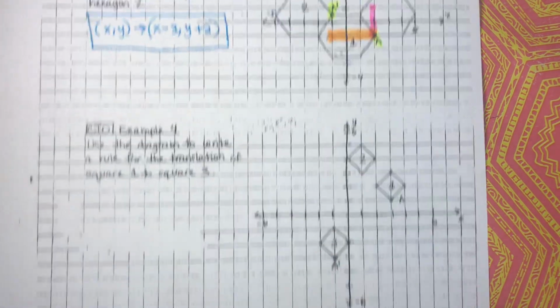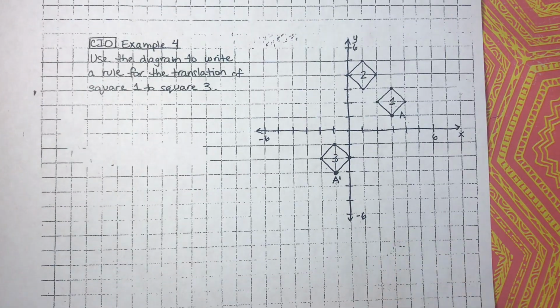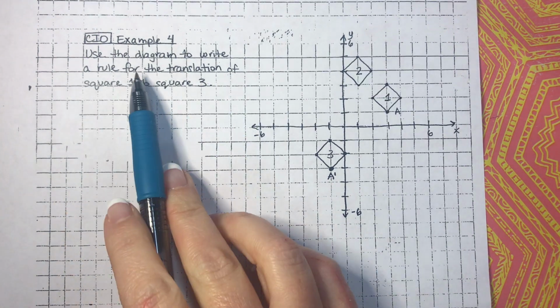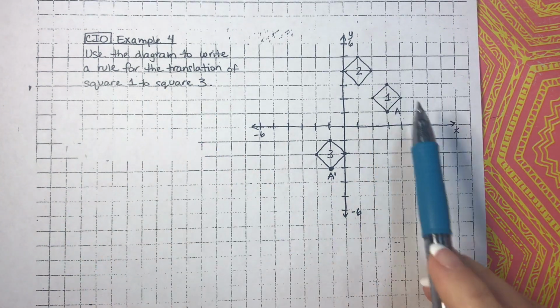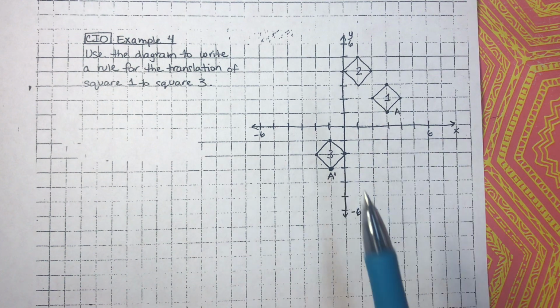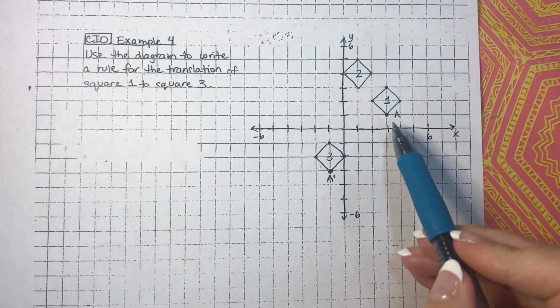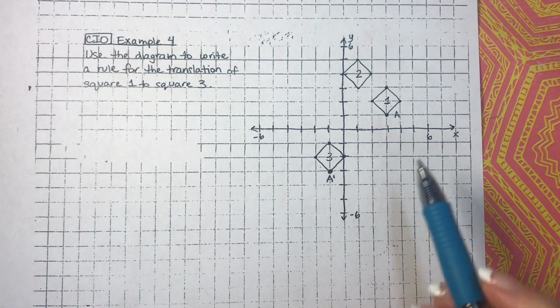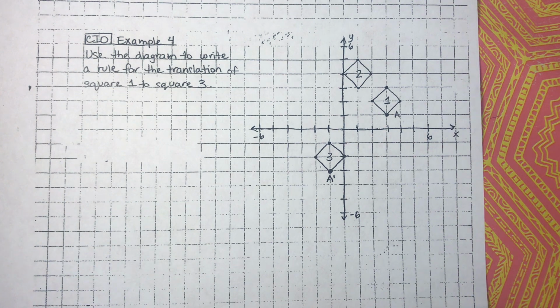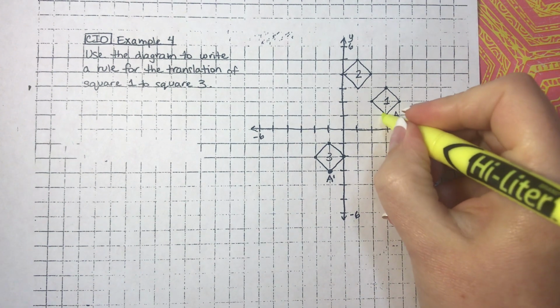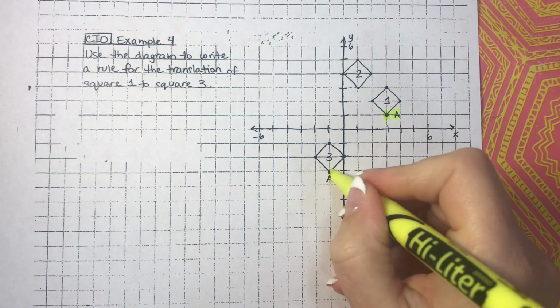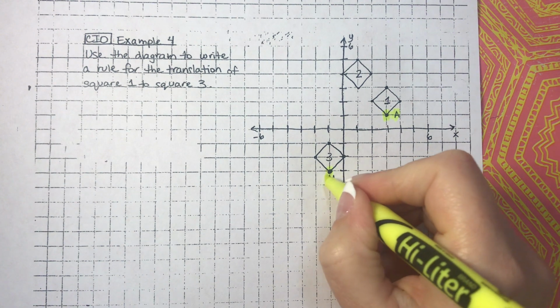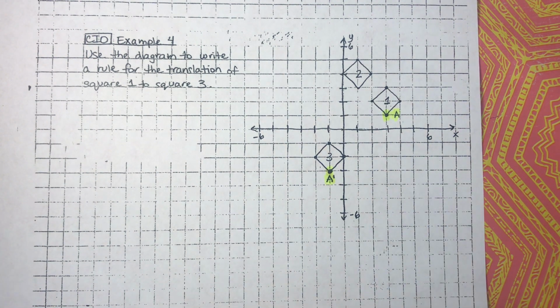All right, let's go ahead and practice this again. It says use the diagram to write a rule for the translation of square 1 to square 3. So we're starting here. This is our pre-image. We're ending here. This is our image. What we want to do is pick a vertex which is in the same location. So for this square, we're picking the lowest point right there. That's A. And the lowest point on this square, we're going to do that same point. That's going to be A prime.